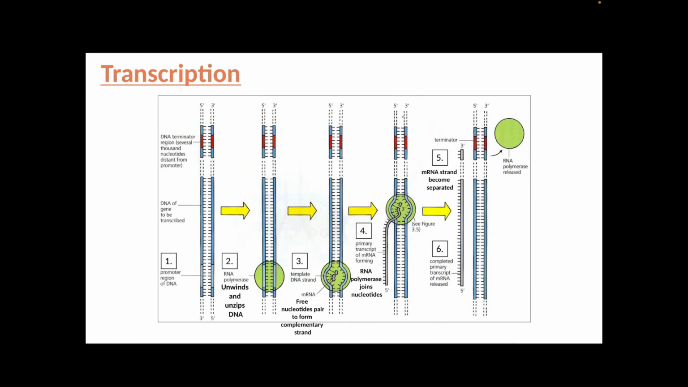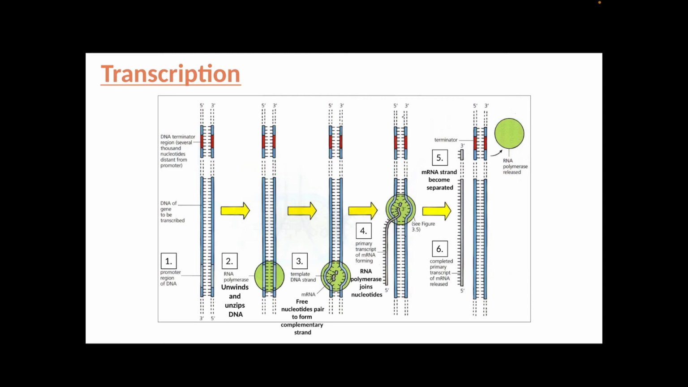This diagram shows it in sequential events, okay? Number one, you don't need to know about promoter regions, so just ignore that. The main point is that, starting from number two, RNA polymerase unwinds and unzips the DNA. The RNA polymerase then adds and joins together RNA nucleotides using complementary base pairing. That creates the primary transcript of RNA.